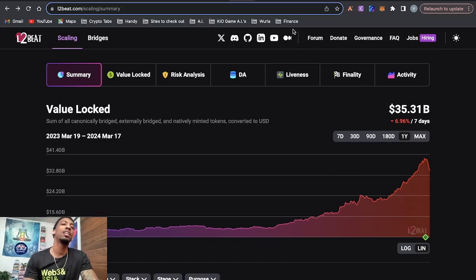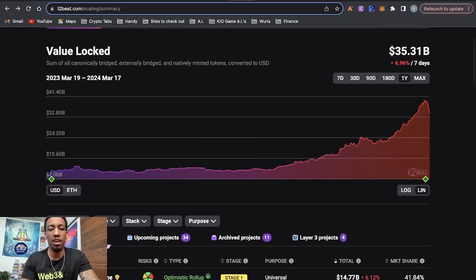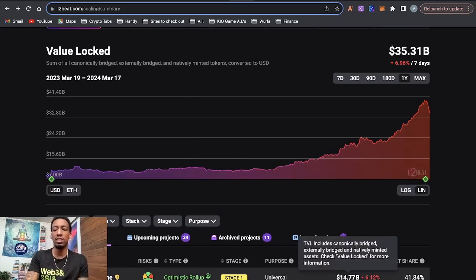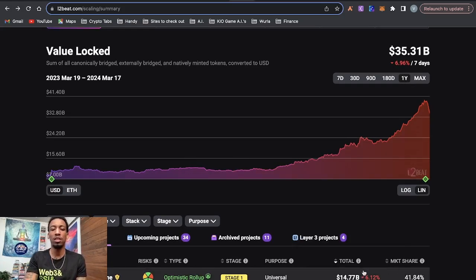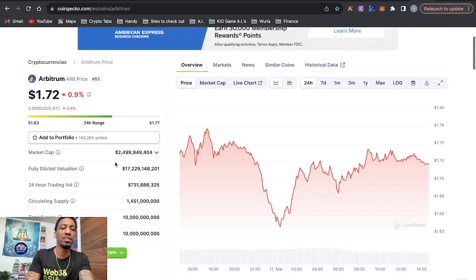All right, so now that we cover that, let's hop into the first layer 2 investment, and that is Arbitrum. You can see that the total value locked is 14.7 billion. They did an airdrop. The TVL continued to increase. There's a lot of building happening on Arbitrum. And you can see here that the market cap is only 2.49 billion, pretty much 2.5 billion.